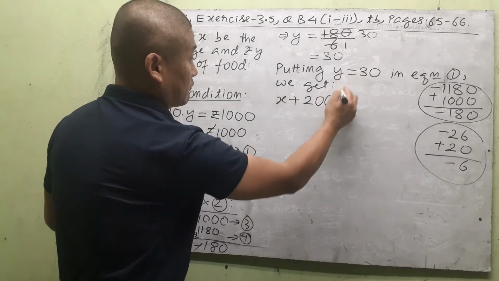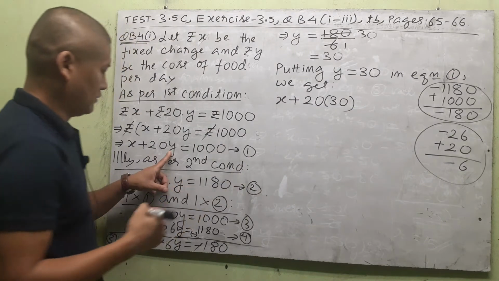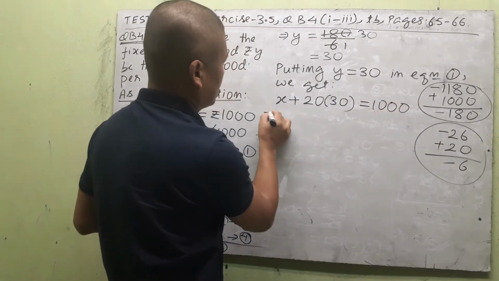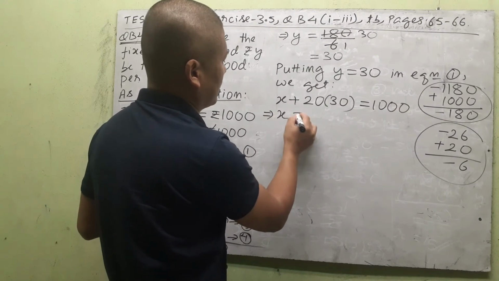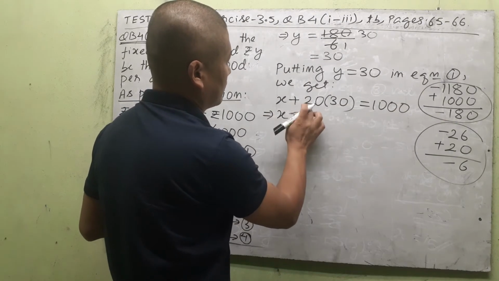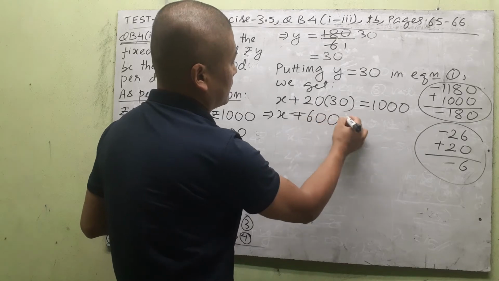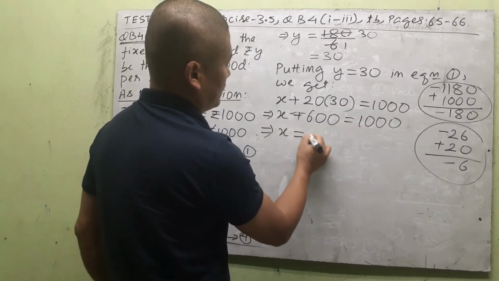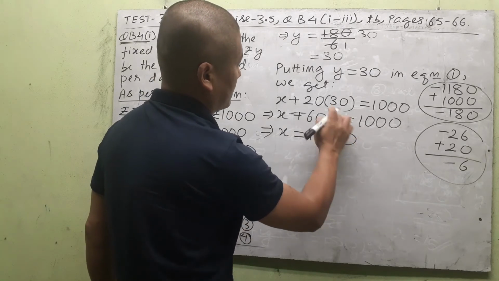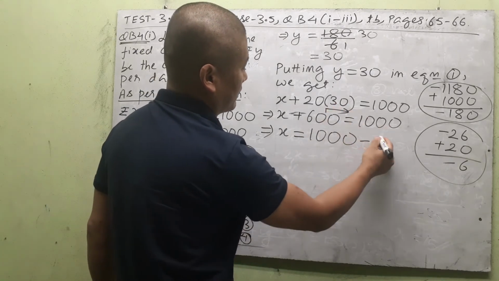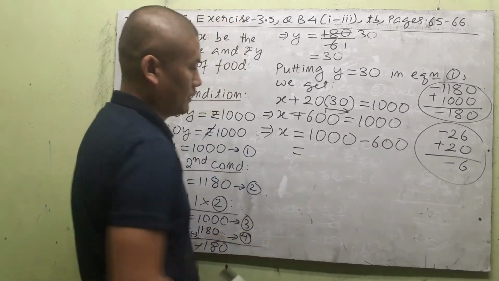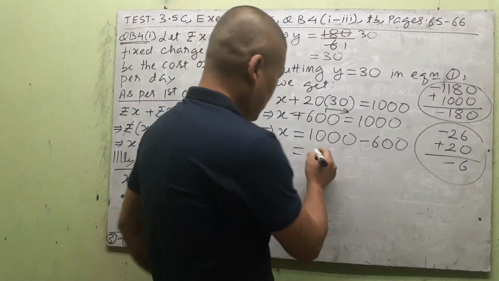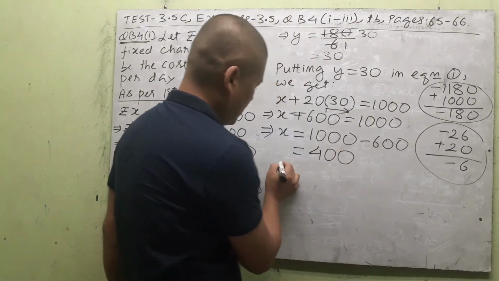so 20 into y is going to be replaced by y equal to 30, so 30 will come in the place of y, equal to 1000. So we're trying to find x, so x plus 20 into 30 is 600, and here 1000. So x will be equal to 1000 on the right side, and this plus 600 shifted to the right side becomes minus 600. It's very easy to subtract. 1000 minus 600 is, all of us know, 400.